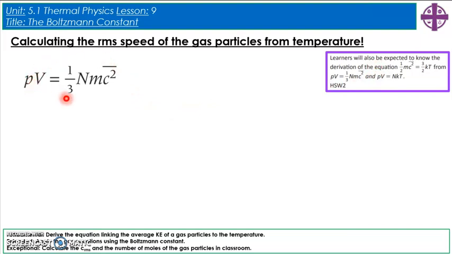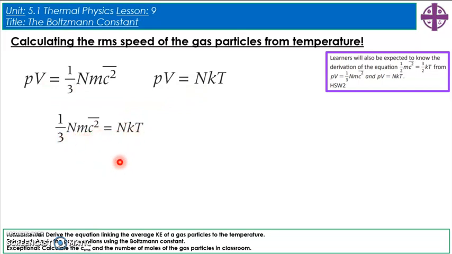So we're going to start off with this equation. PV equals a third N m mean square speed. This is one we did last week. N is the number of molecules, m is the mass of a single molecule, and this is the mean square speed. It's the square of the root mean square speed. And then we've also got this equation we saw today, PV equals NkT. We can see that on both sides of the equation is PV, so the right-hand sides will be equal to each other. So we can say that a third N m mean square speed equals NkT.